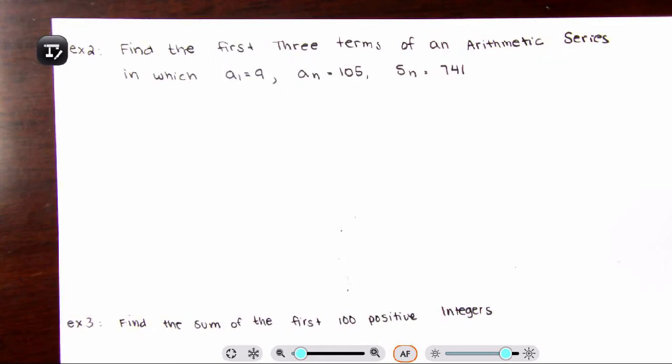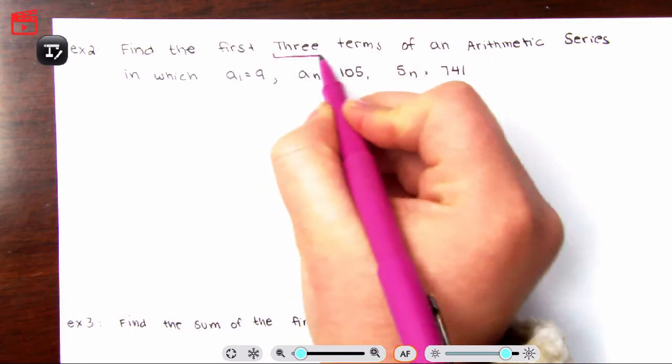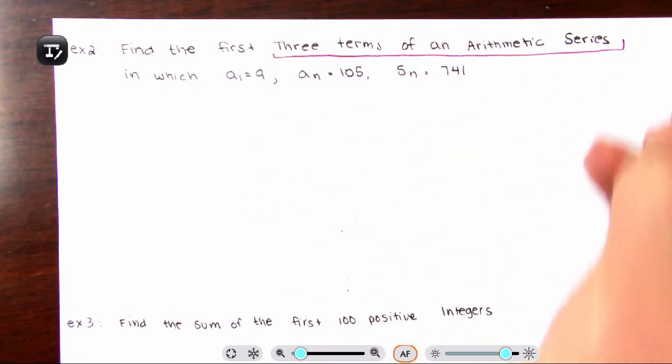And let's start with example number 2. Find the first 3 terms of an arithmetic series in which a sub 1 is 9, a sub n is 105, s sub n is 741. So what is our whole point? We want the first 3 terms of an arithmetic series.